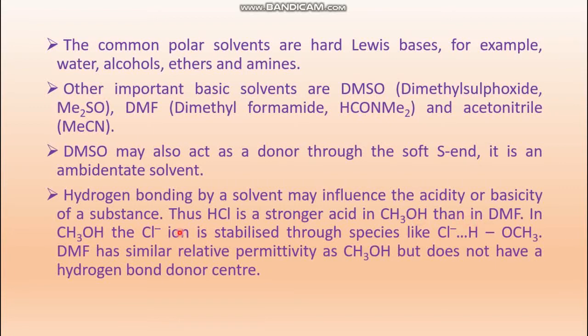So what is written here? Thus HCl is a stronger acid in methanol than in dimethyl formamide. In methanol, the chloride ion is stabilized through species like this, through hydrogen bonding. So this type of hydrogen bonded species would be formed, but DMF, as I have said, has almost similar relative permittivity to methanol, but does not have a hydrogen bond donor center. So this is a part from which you can answer a short question like this.